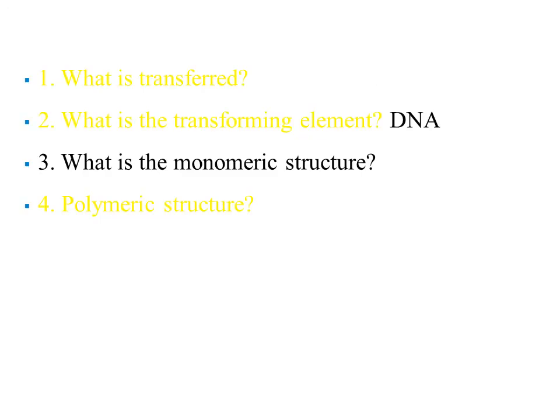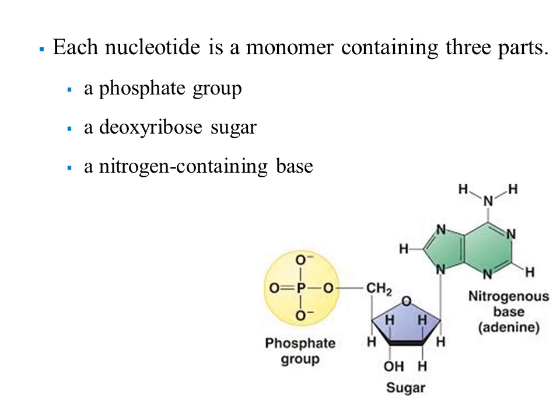So the second question was answered. What is the transforming element? The transforming element is DNA. Number 3, what is the monomeric structure? Each nucleotide is a monomer containing 3 parts. They all will have a phosphate group, a deoxyribose sugar, and a nitrogen-containing base.